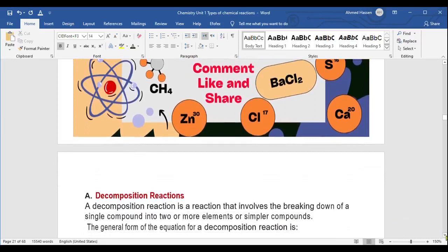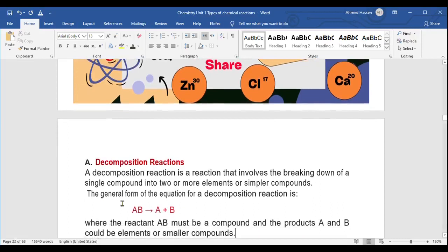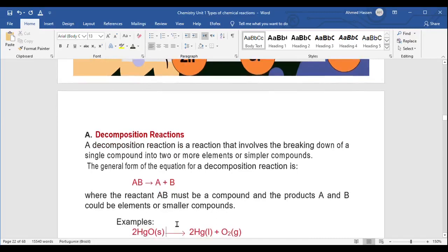Decomposition reaction means a reaction in which a single substance is decomposed into two or more simpler substances, maybe elements or compounds or a mixture of them. For instance, AB is a compound which is split into two different substances, A and B. A and B may be elements or compounds. It depends on the type of the compound.